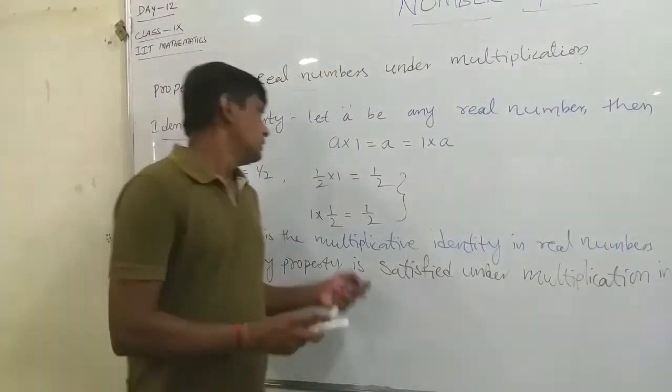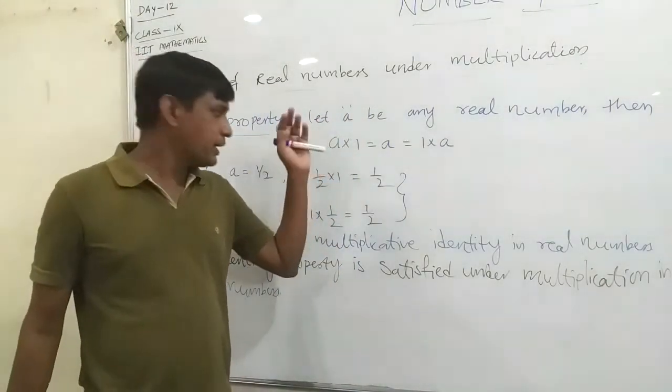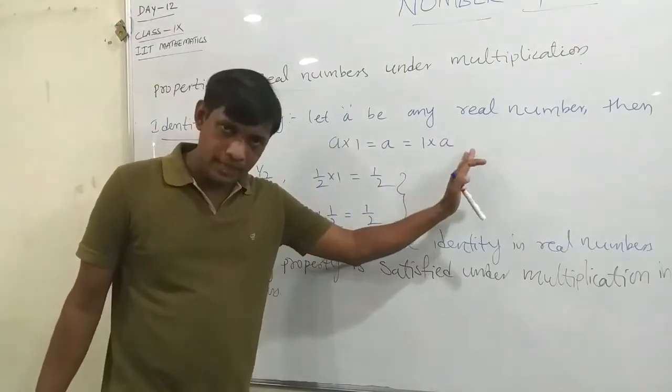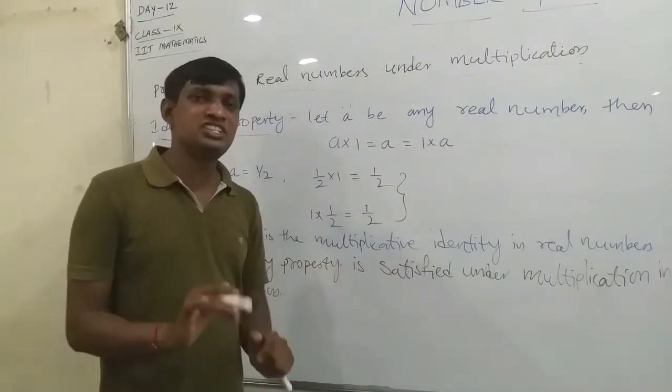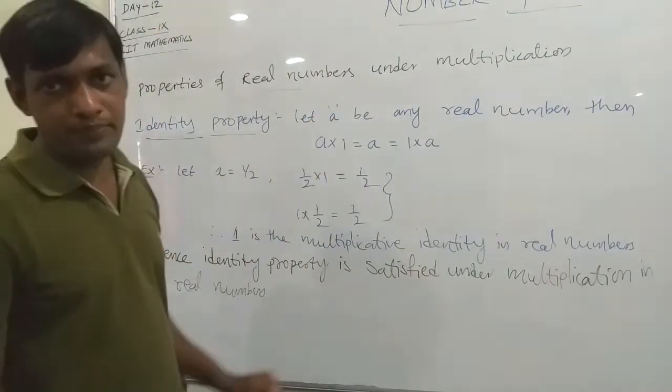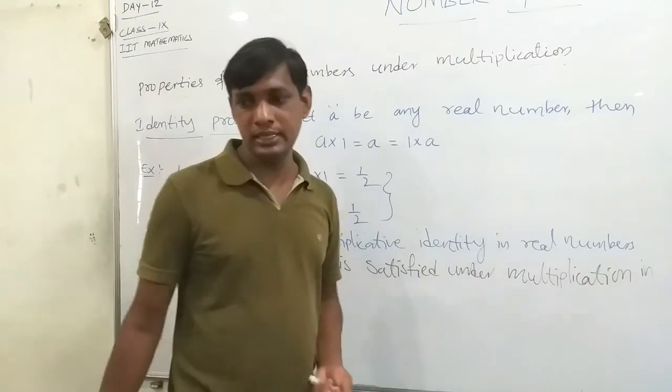Okay children, whatever number you are taking, if you are multiplying it with 1, again we are going to get the same number. That's why 1 is called the multiplicative identity, whereas in addition, 0 is the additive identity.